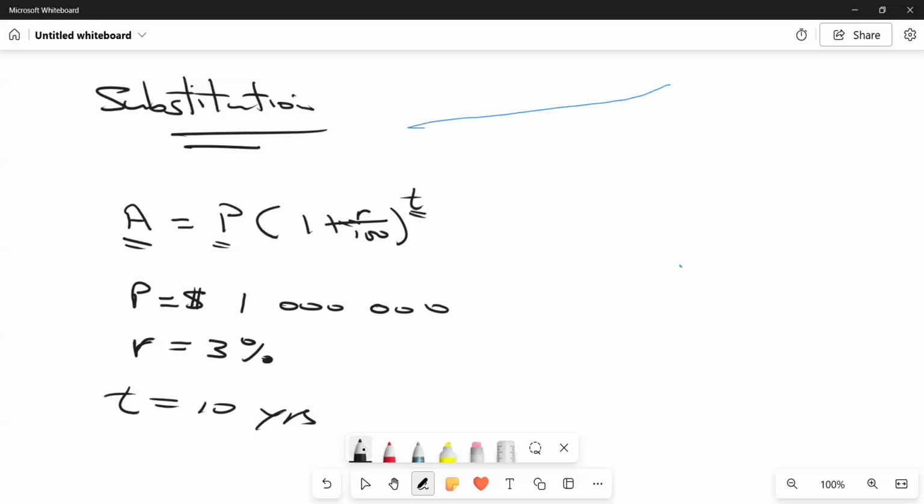So you'll have to substitute all these numbers in this formula. A, the amount accumulating, will be your $1 million times 1 plus 3 over 100, to the 10th power. You'd have to do that in a calculator. Can somebody do that and tell me? $300,000, sir. No, it can't be 300,000. Think about what you're saying.